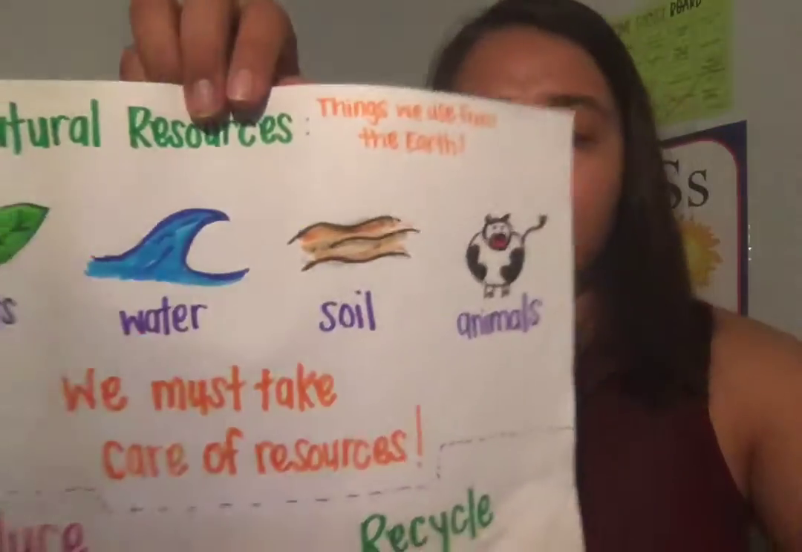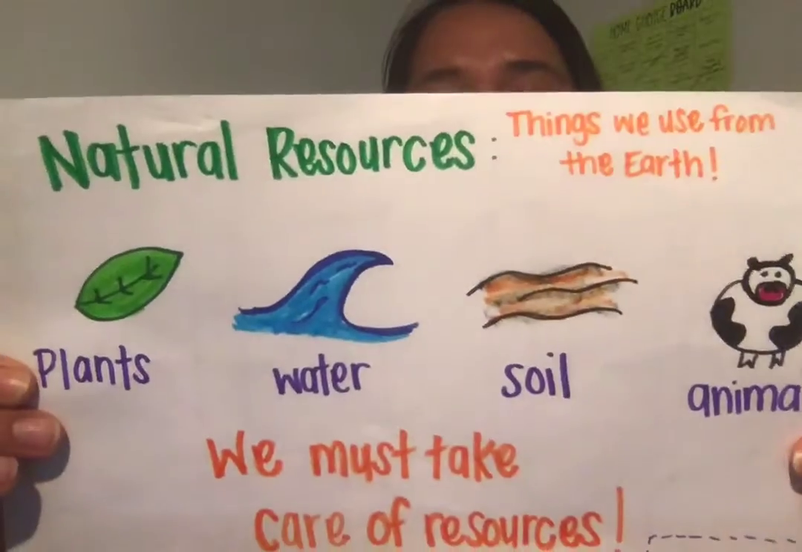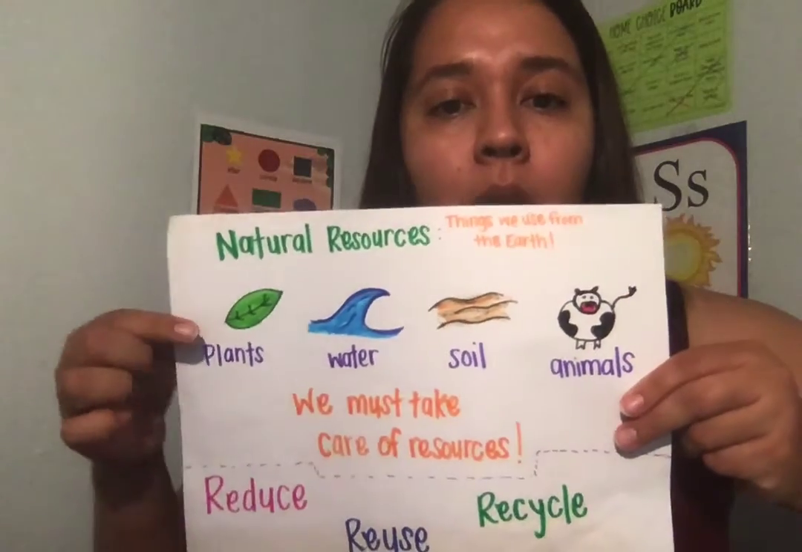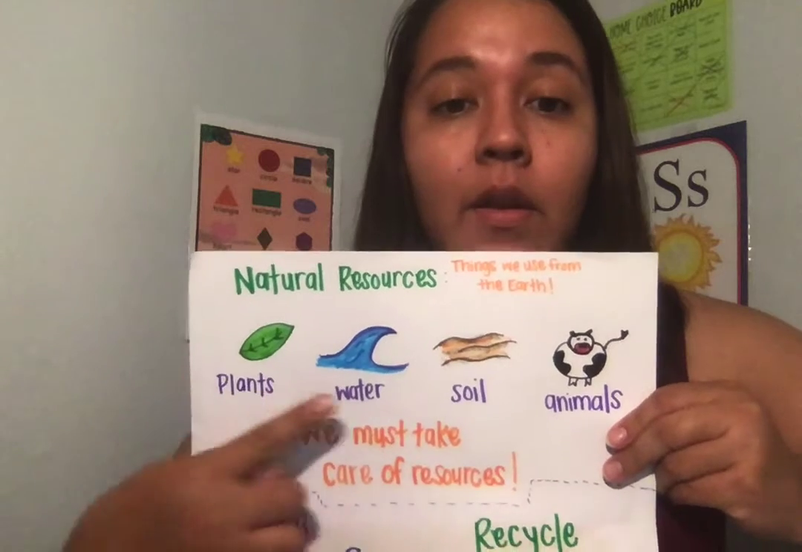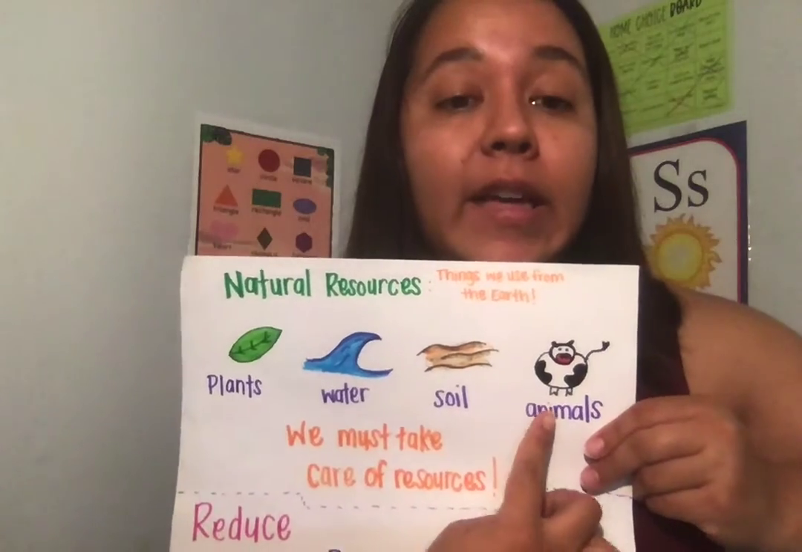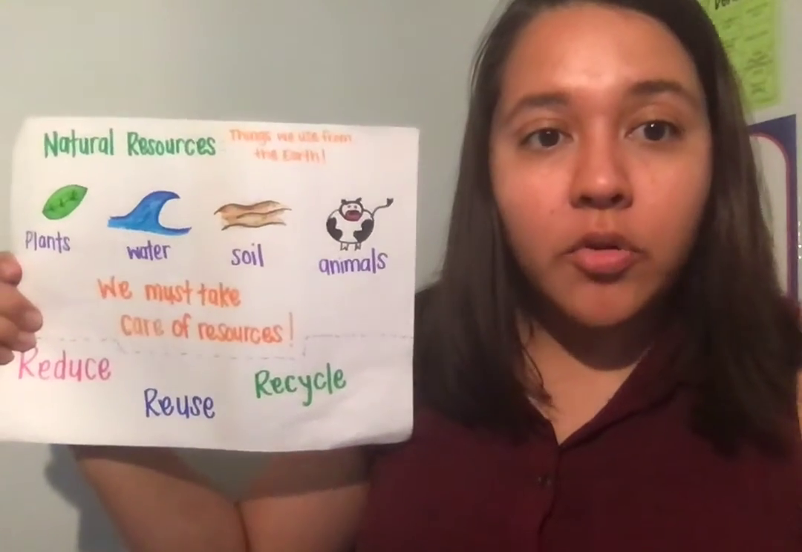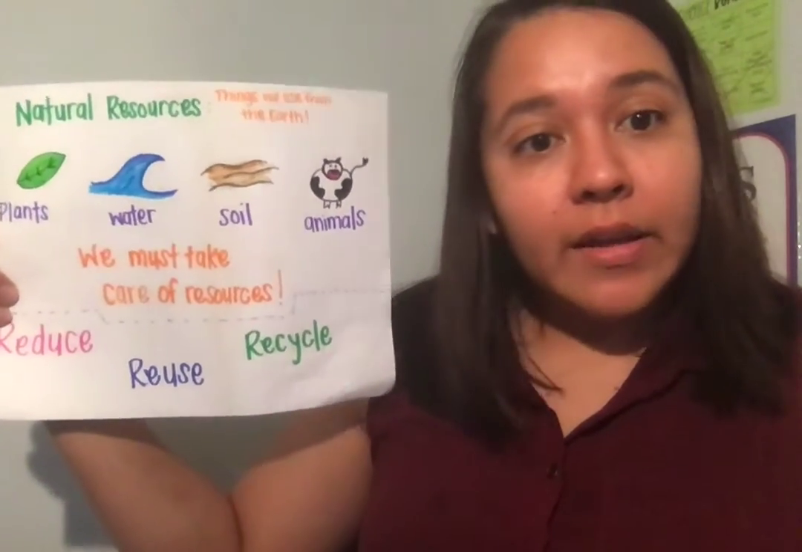So Earth gives us natural resources. Say it with me. Natural resources. Natural resources are things that we use from Earth. So I made this poster. So what are the things that we use from Earth? Can you tell? We use plants. We use water. We use the soil and animals. Isn't that so nice? We get to use all those natural resources that Earth gives us.